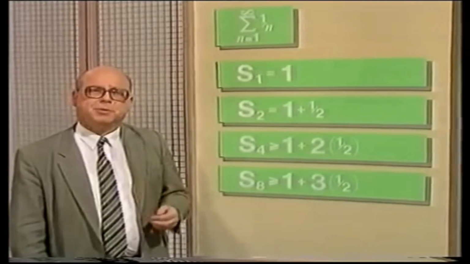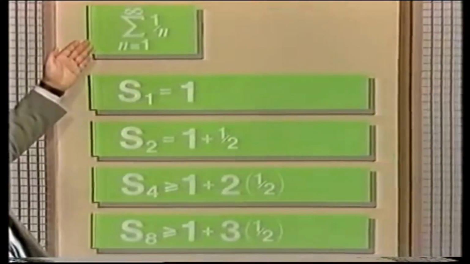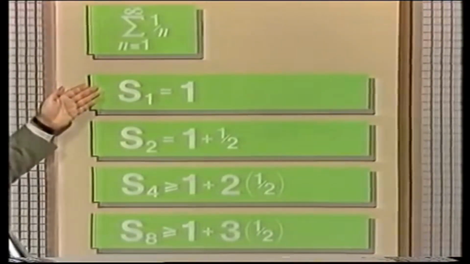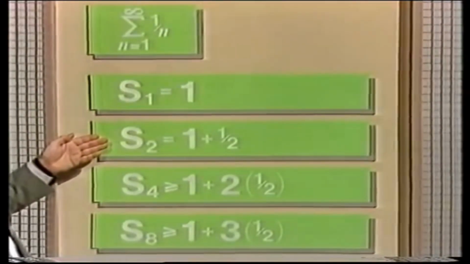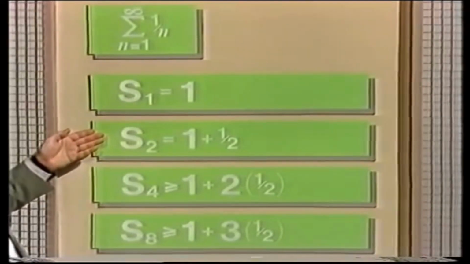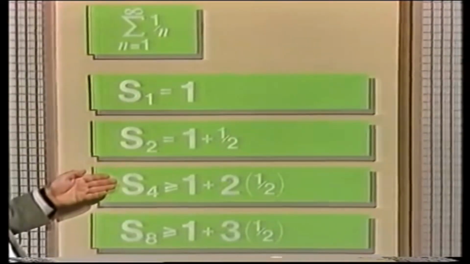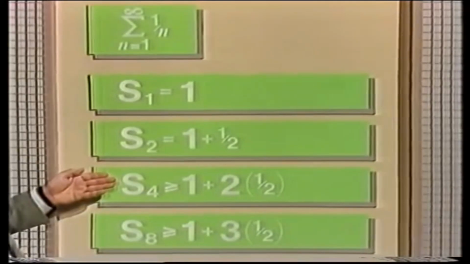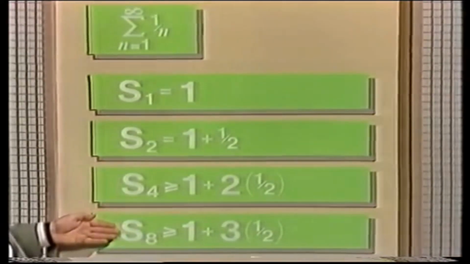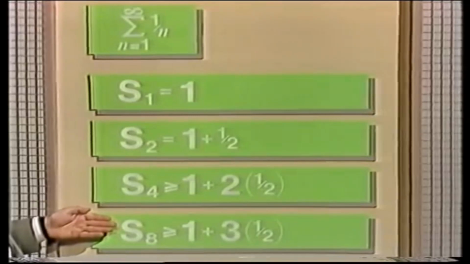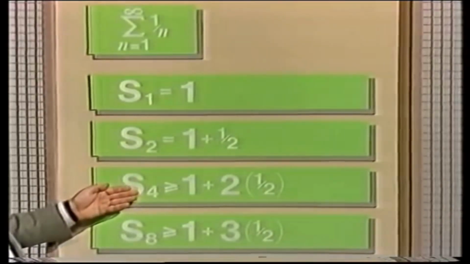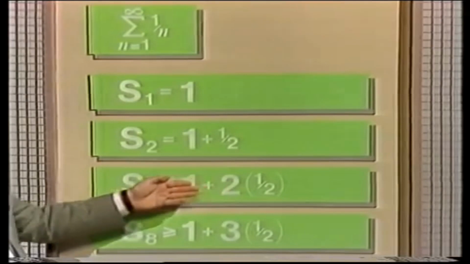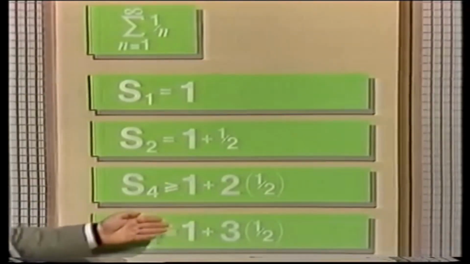Here then is what we know about the series sigma 1 over n. Its first partial sum S1 is exactly 1. Its second partial sum is exactly 1 plus a half. And as Ian showed, S4 is greater than or equal to 1 plus 2 times a half, and S8 is greater than or equal to 1 plus 3 times a half. There's a general pattern building up. Here's the second power of 2, and a 2 here. The third power of 2, and a 3 here.